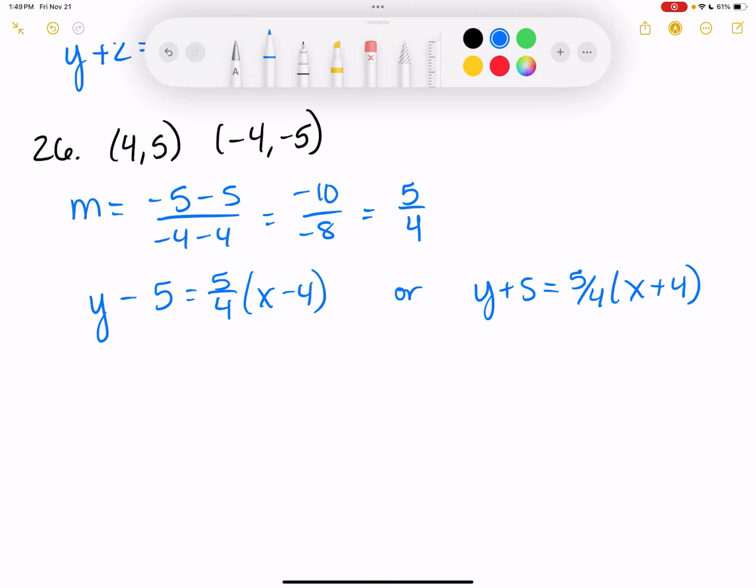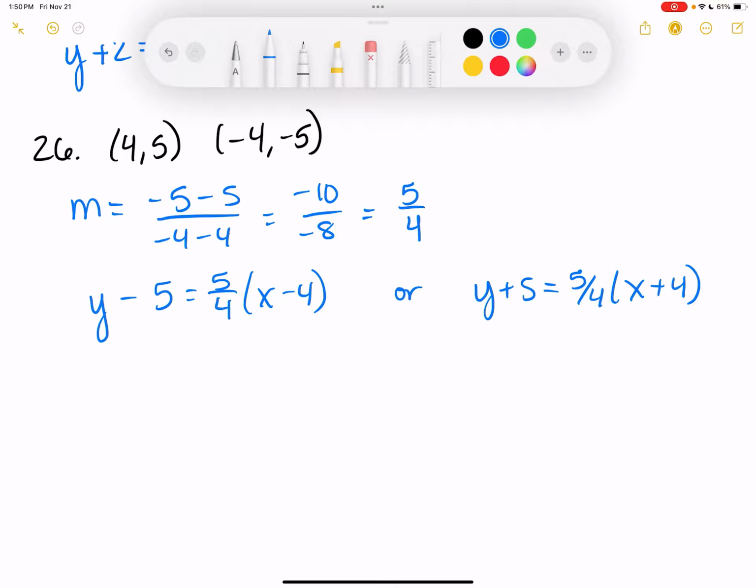So the number that you had initially as a mixed number would not have been right. I thought it was y plus 5. Well, it's y minus 5 equals 5/4 times x plus 4. You're also right.